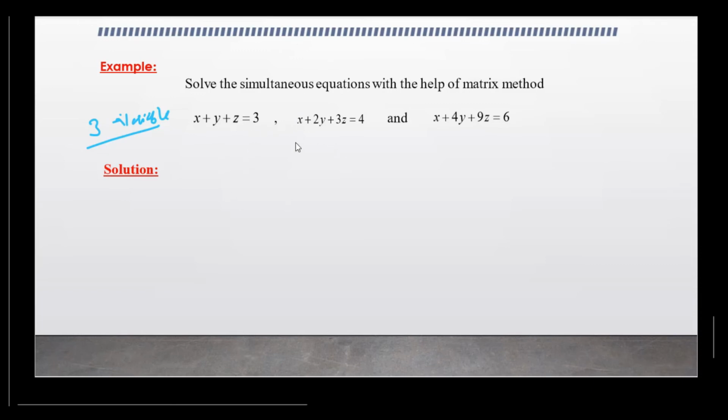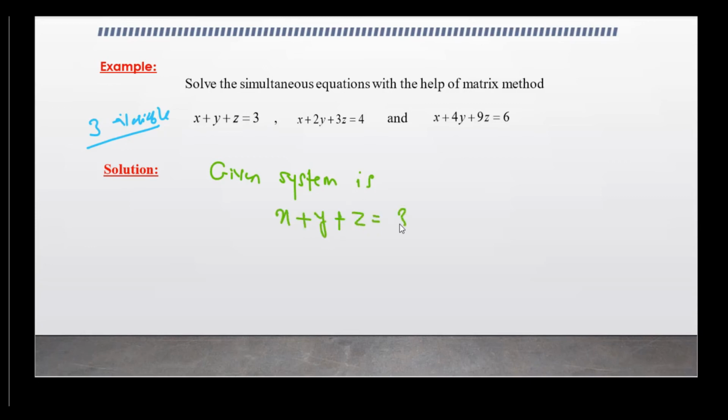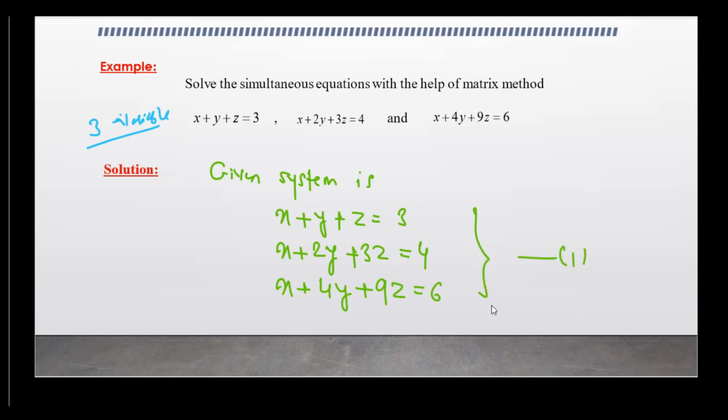Okay. So first we write the system. The given system is: first equation x plus y plus z equal to 3, then x plus 2y plus 3z equal to 4, and x plus 4y plus 9z equal to 6. So this is the given system and we have to obtain the solution for this system.